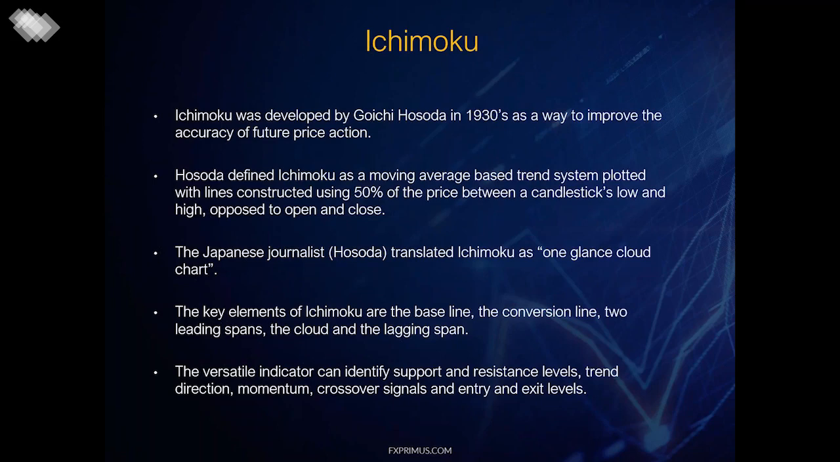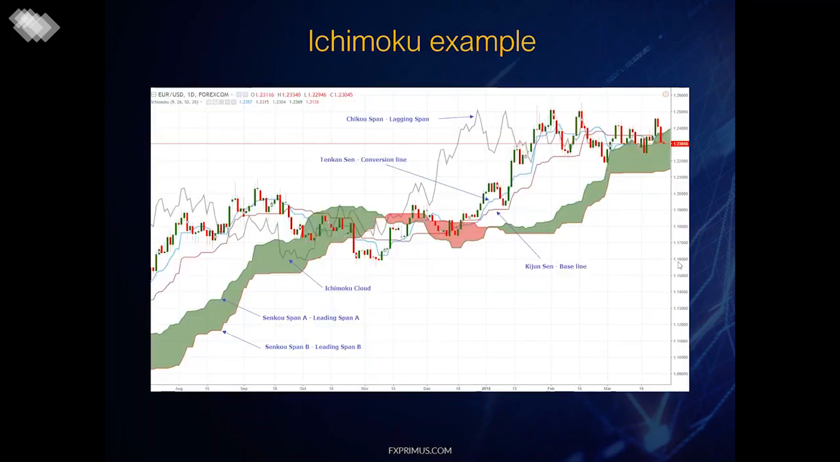The key elements of Ichimoku are the baseline, the conversion line, two leading spans, and the lagging span. Now, this versatile indicator can identify support and resistance levels, trend direction, momentum, give us crossover signals, and also entry and exit levels when we are in a position already. So let's have a chart now to go through the different definitions and different lines and components that I use on Ichimoku.